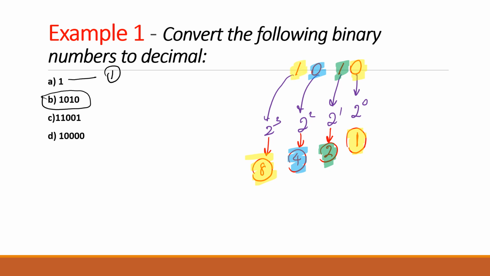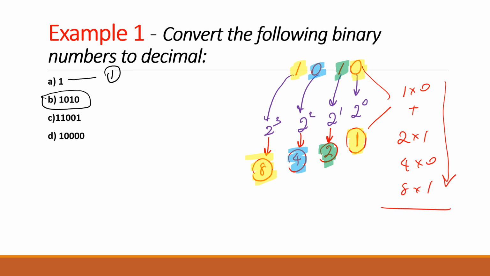So what you do is you have 1 times 0, then you have 2 times 1, then you have 4 times 0, and 8 times 1. When you add all the numbers together, you will get the number in decimals. Do you understand what I did? Okay, so here you have 0, 2, and 8. So this will be 10. So this is 10 in the decimal, and in base 2 it is 1010. So 1010 in the binary system is equal to 10 in the decimal system. Make sense?